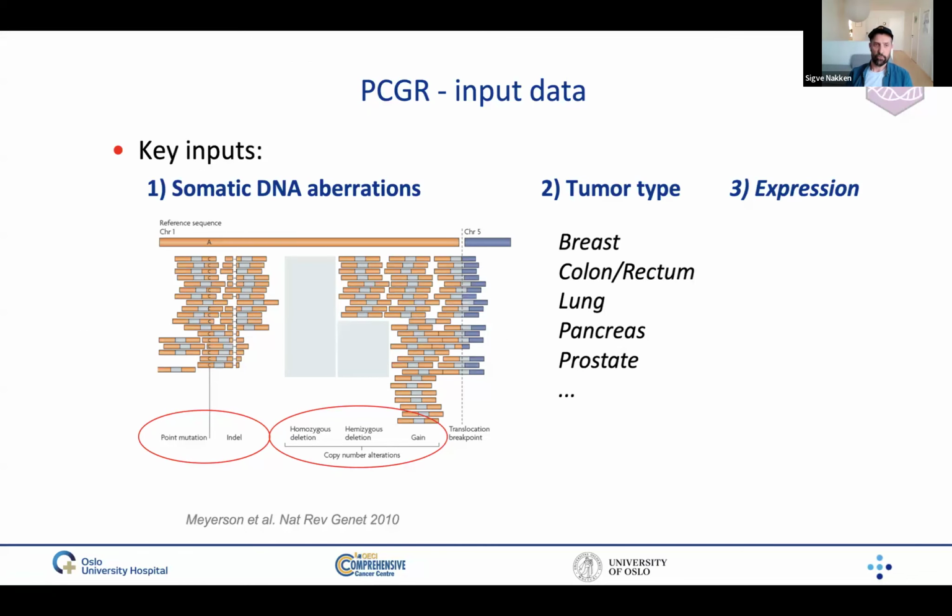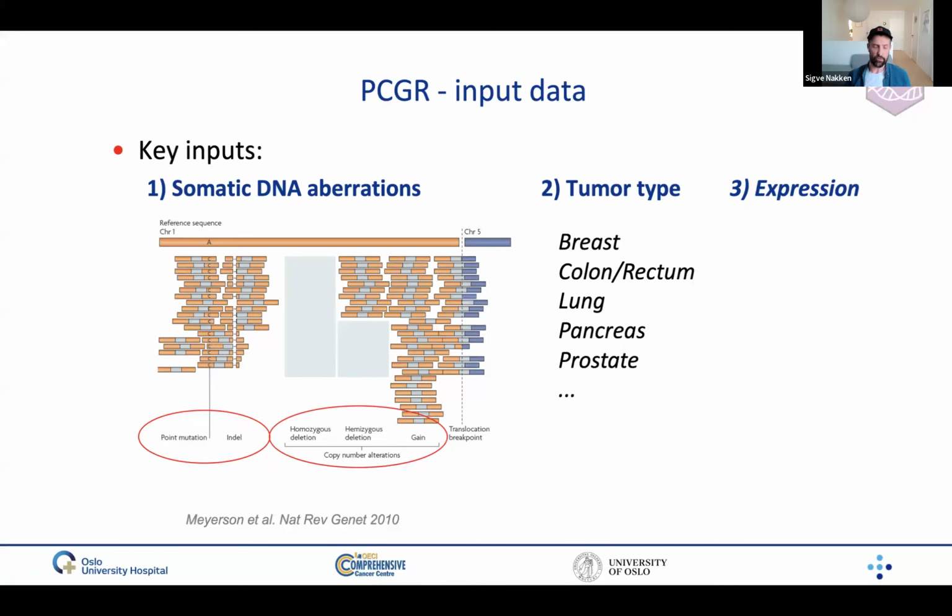With respect to the input data for PCGR, right now it accepts primarily point mutations and copy number aberrations. We hope to expand this in the future with structural variation. We are also working on supporting RNA fusions, which is also something that people have asked for.